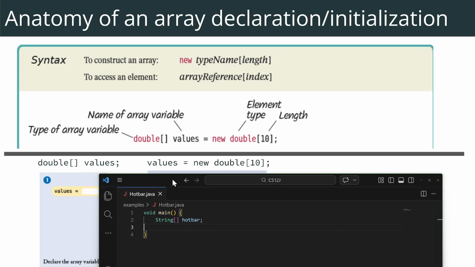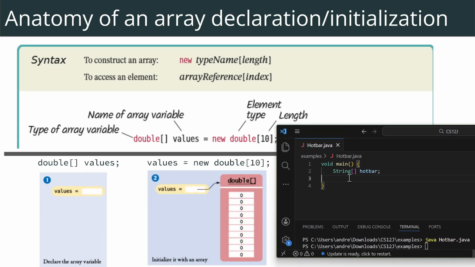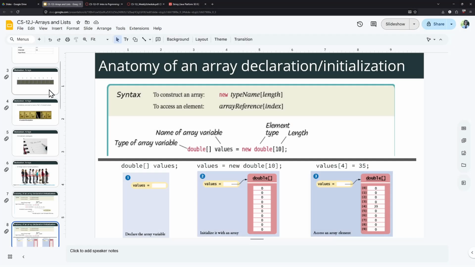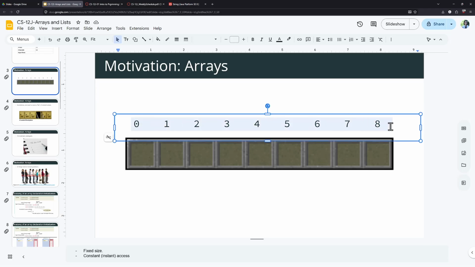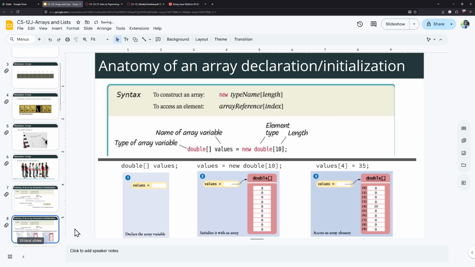Okay, so I'm gonna type this over here. Let's see. So hotbar is now equal to new double. I mean, not double. I'm gonna say string because we're using strings. And then the length of it, how much memory to give it. So I'm gonna give it 9. I'm giving it 9 items because I'm trying to represent the Minecraft hotbar, which is here. There's 9 items here, 0 all the way to 8. All right.